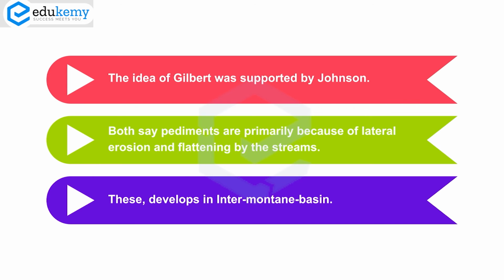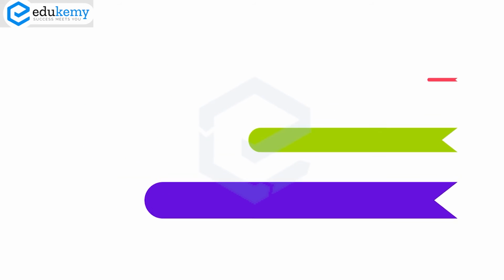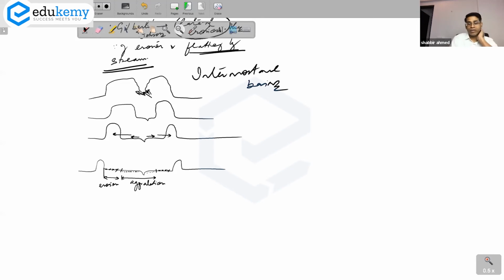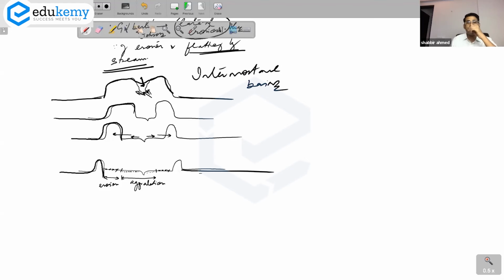These develop in intermontane basins between the mountains. So maybe this was the original mountain like this, and inside the mountain here, all of this is happening. It becomes this, it then becomes this. It happens in the intermontane basin.